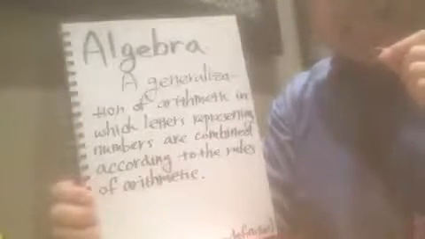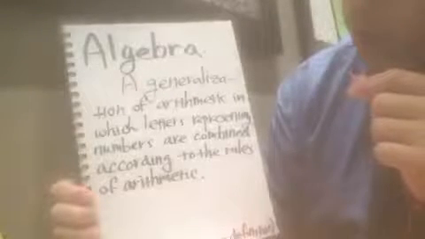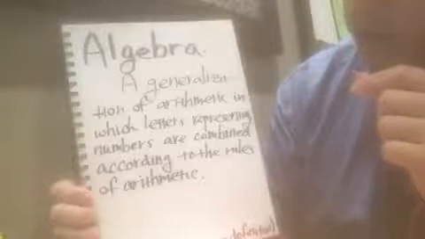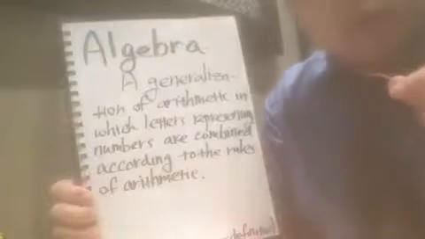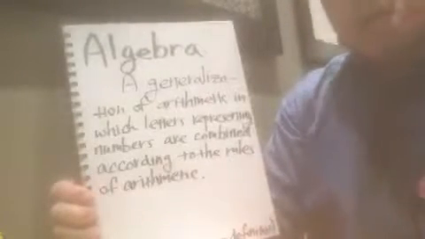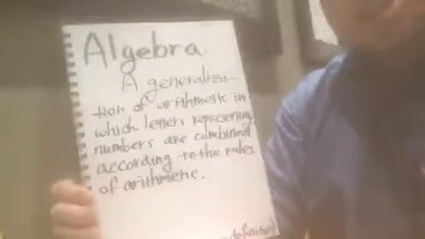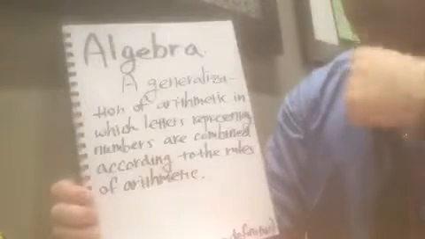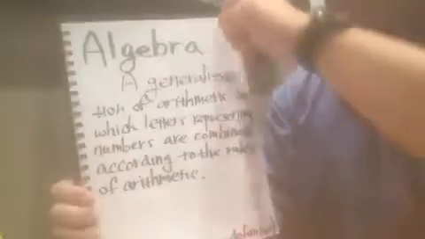The way I see algebra is that it's the relationship between two major things. The first is a variable, and the second is a constant. So let's take a look at those two major words and what they mean.